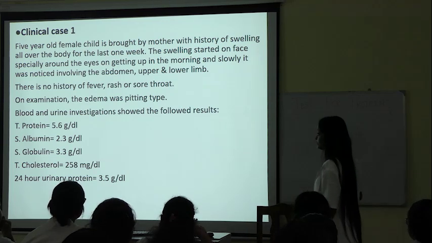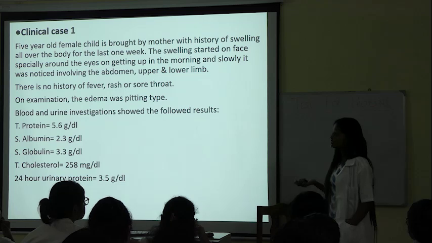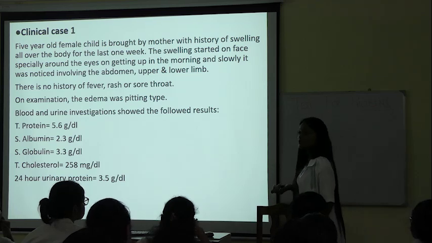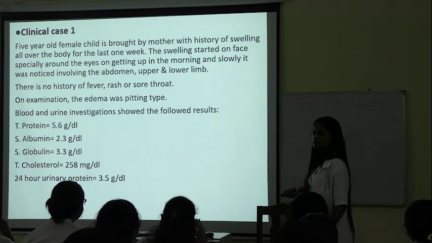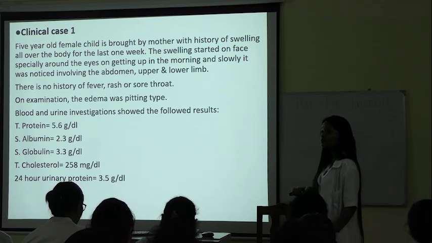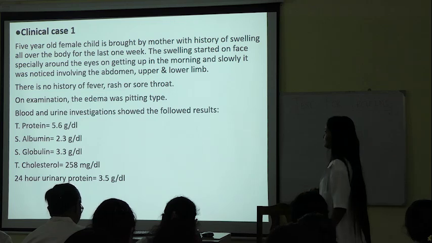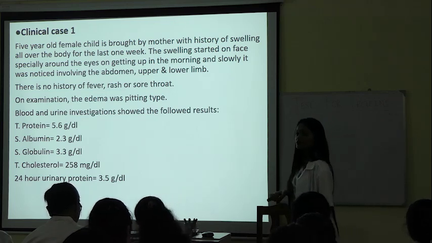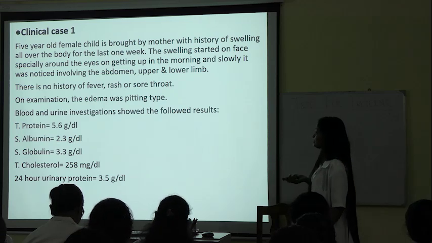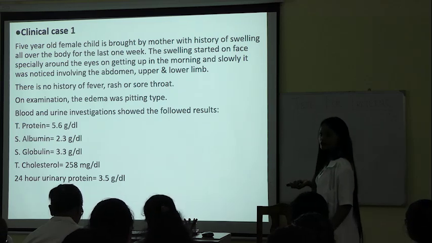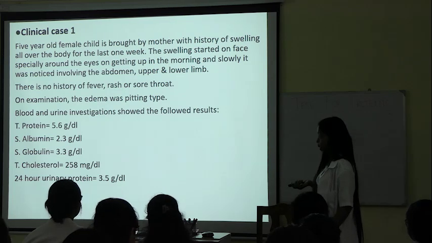So in the previous slide we have seen the normal range of albumin is 3.5 to 5.5, and globulin 2 to 3.5. So see here, the albumin is altered, right? Albumin is low, 2.3.